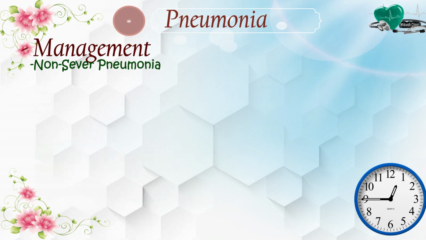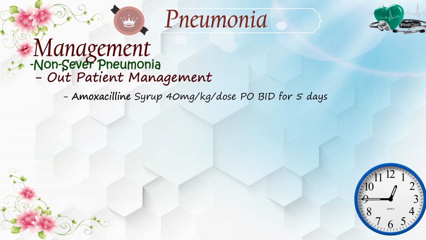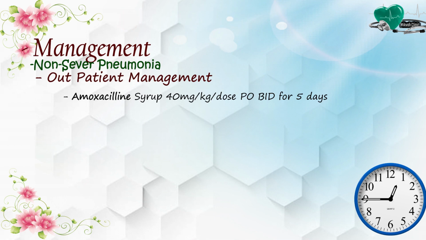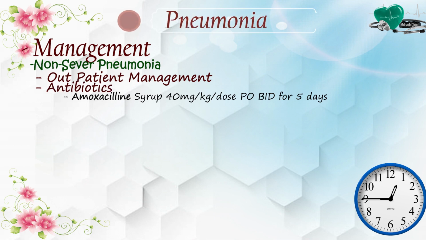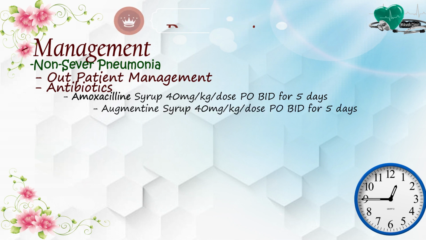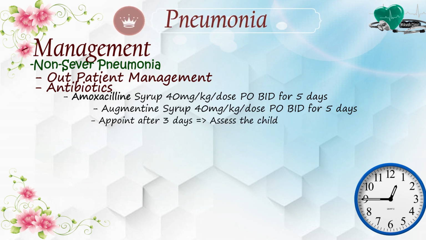But in general, treatment of pneumonia in an outpatient child is easy. Give him amoxicillin, 40 mg per kg per dose BID for 5 days. And if there is resistance, or if there is any previous treatment with these antibiotics, we may use augmentin with the same dose and with the same duration of treatment. And we have to appoint the child after 3 days, and we have to assess after 3 days.